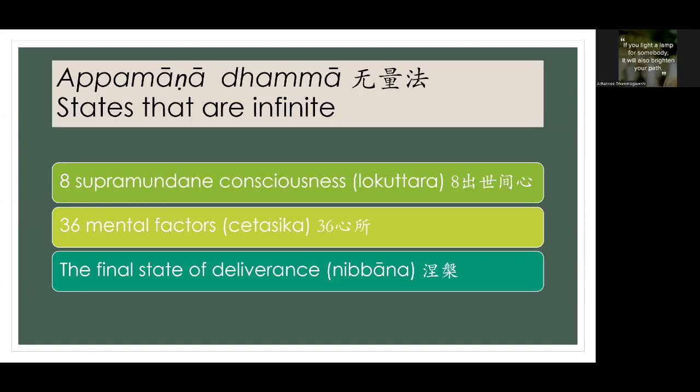We come to the final term, Appamāṇā Dhamma, states that are infinite. So under this term, we get everything that is lokuttara, everything that is supramundane. So we get the 8 supramundane consciousness, the 4 magga and the 4 phala chitta, as well as the 36 cetasika and nibbana.